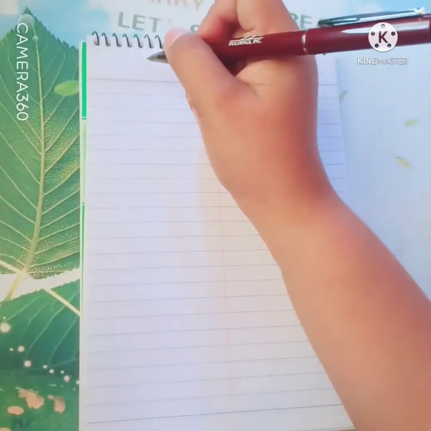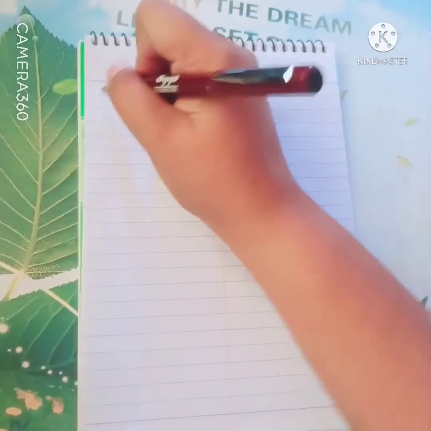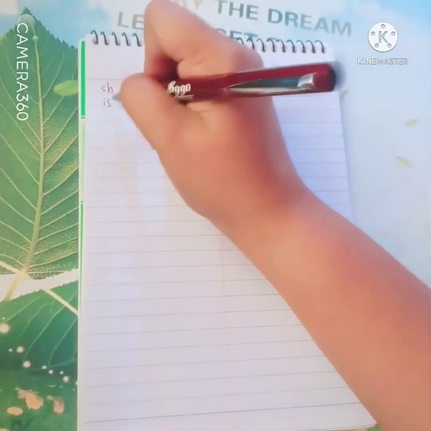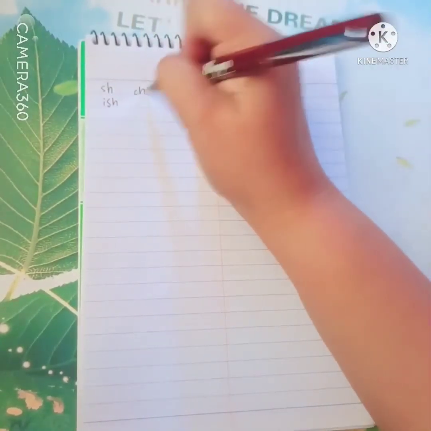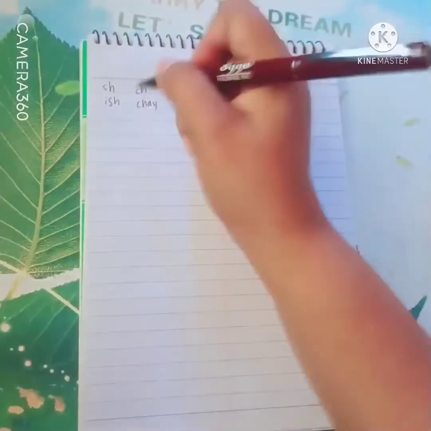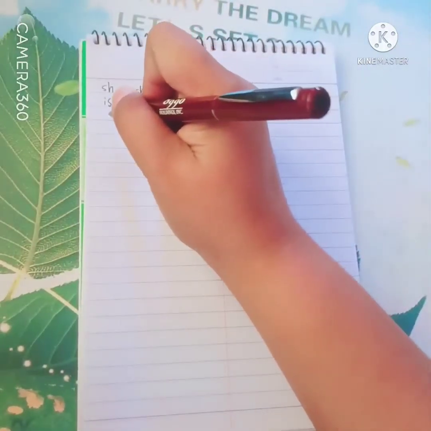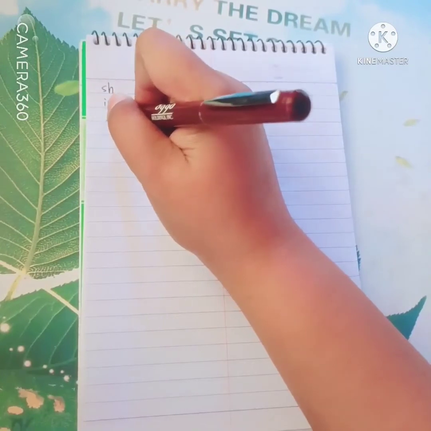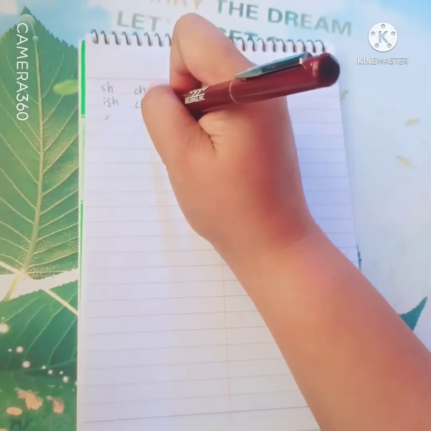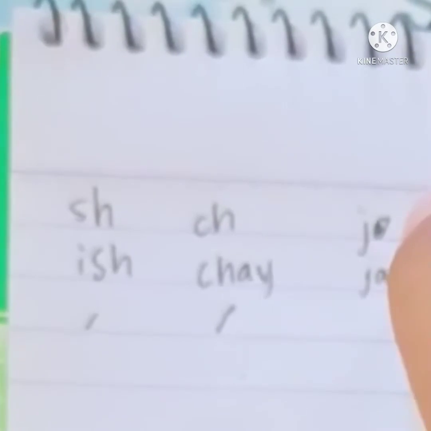SH, CH, and J. SH, we pronounce it ish; CH; and J. The symbol of SH, CH, and J is downward slanted small, the SH. The CH is the medium size slant downward, and then from top to bottom line, the J.